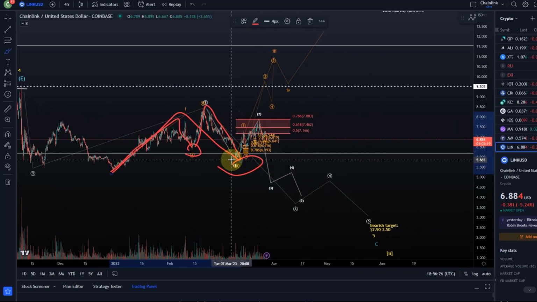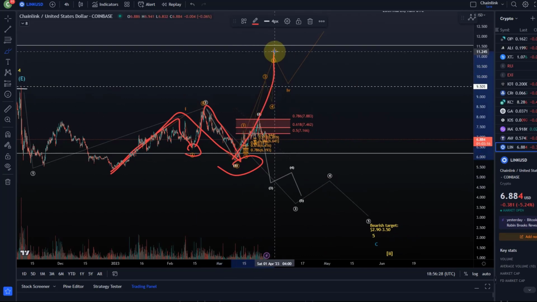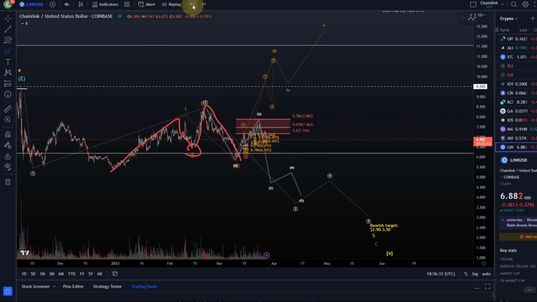Based on this, we would now be rallying in a third wave to $10 plus, then 4 and 5, and would then cascade higher. Again, this scenario is at the moment, in my opinion, in control as long as $6.20 is holding. If we drop below 620, this will lose relevance. So that's very important.